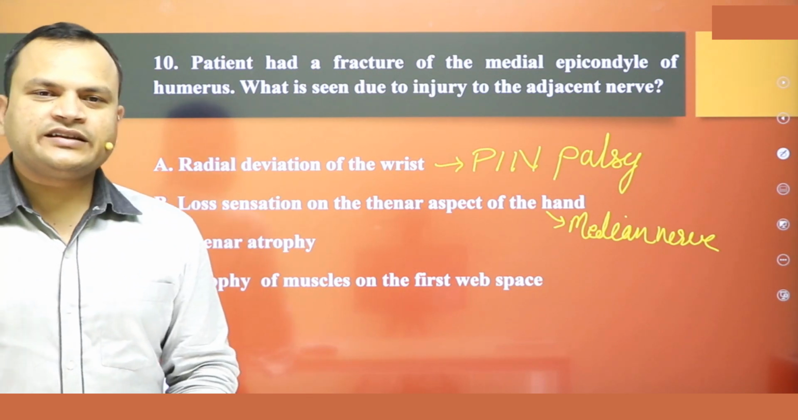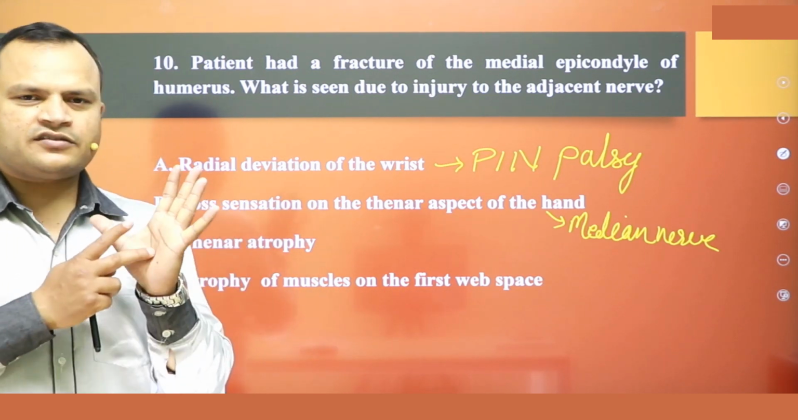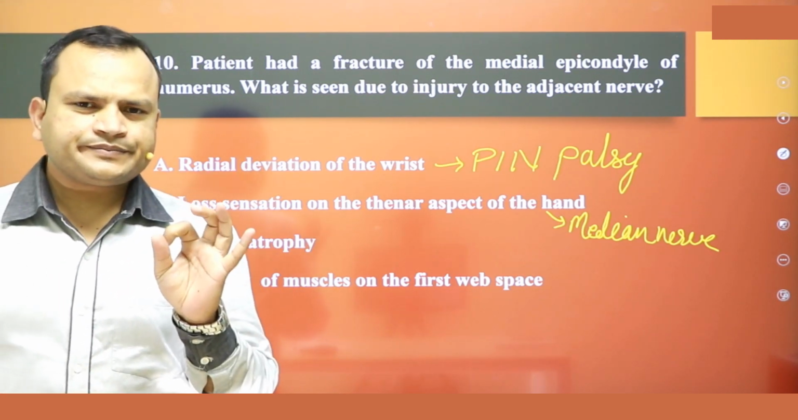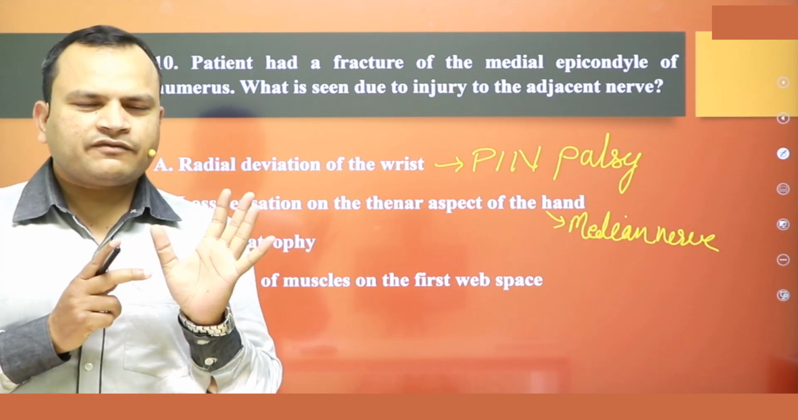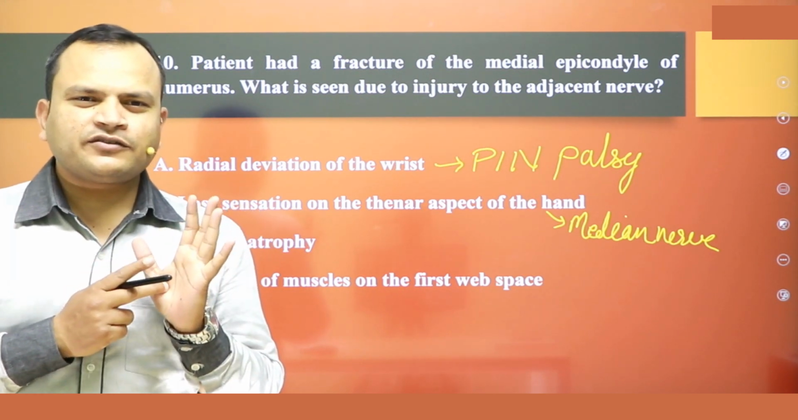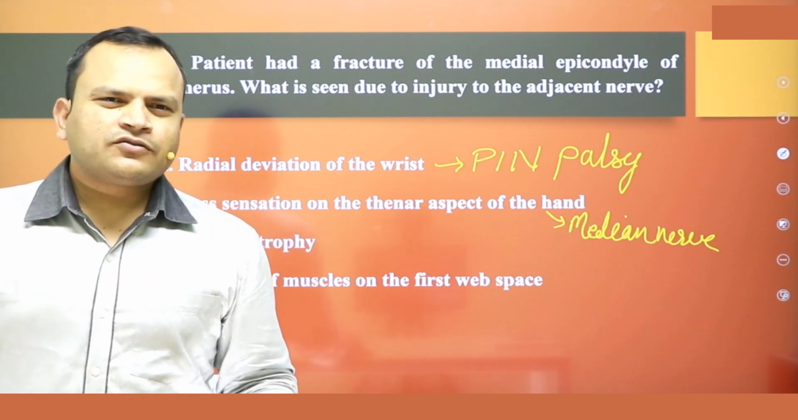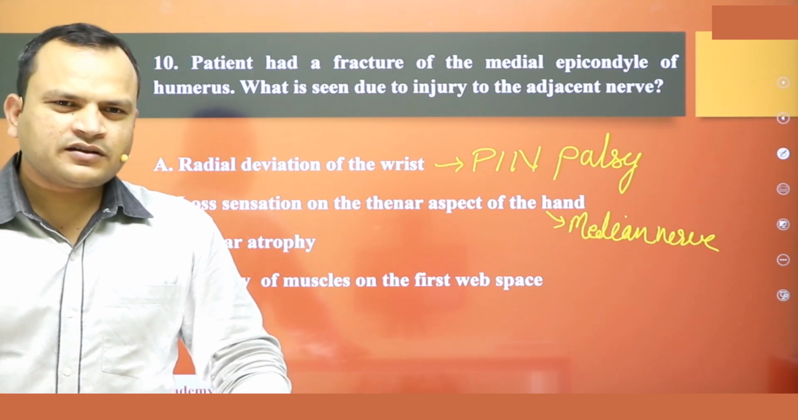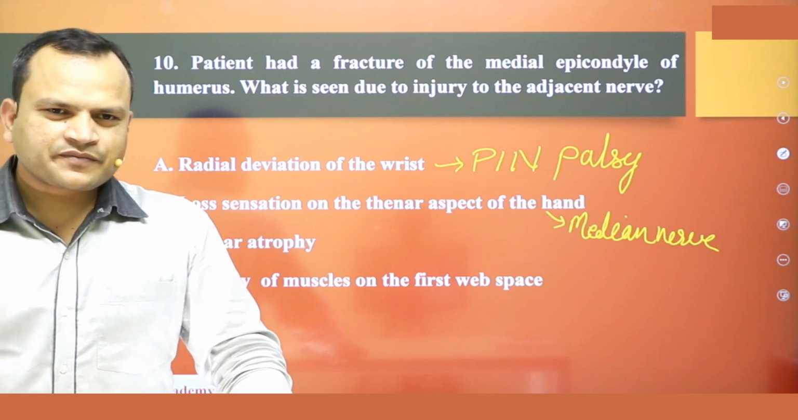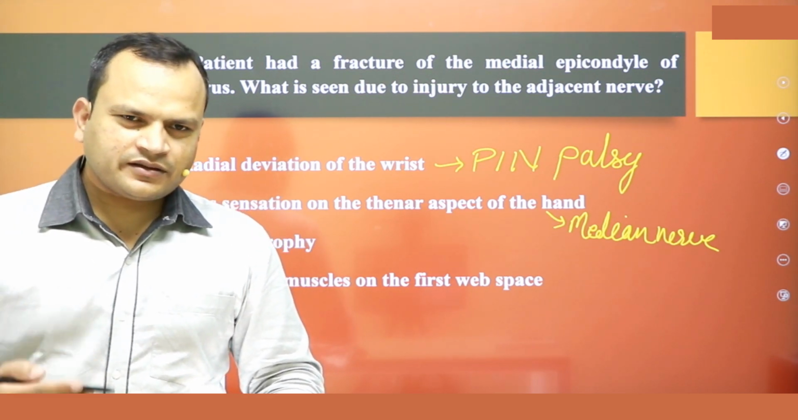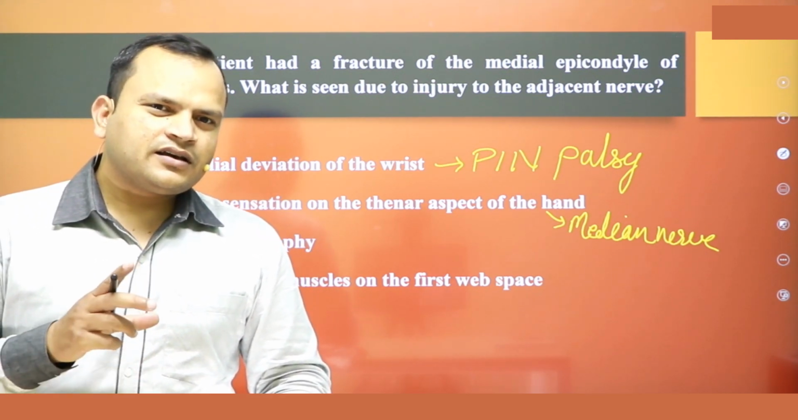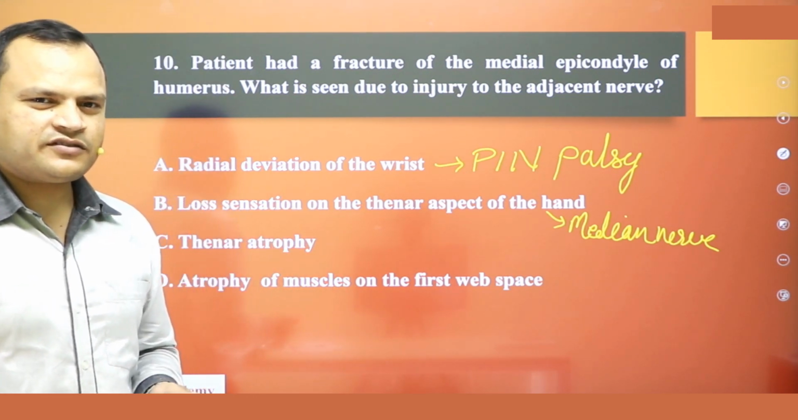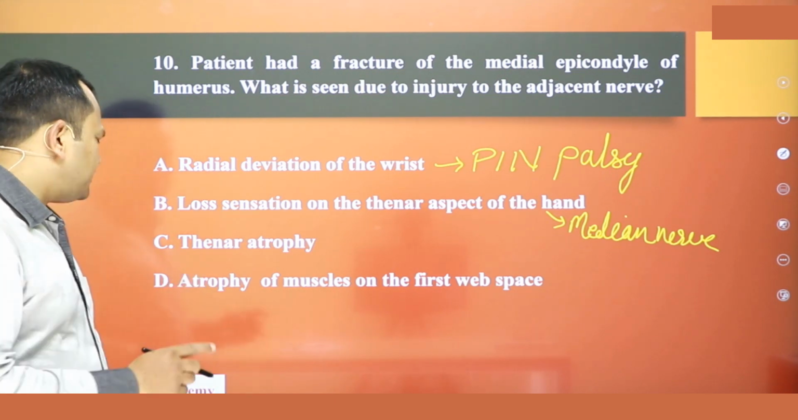Coming to the third option, thenar atrophy. If you see this, the thenar muscles are mainly the abductor pollicis brevis, flexor pollicis brevis, and opponens pollicis. Among these three muscles, flexor pollicis brevis has two heads. One branch of the ulnar nerve supplies the flexor pollicis brevis. So this can be an option.